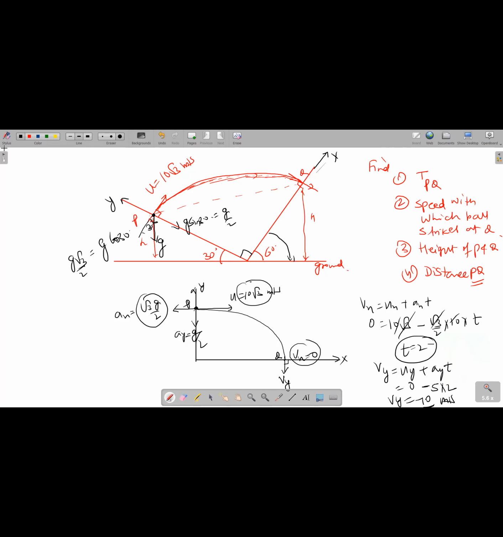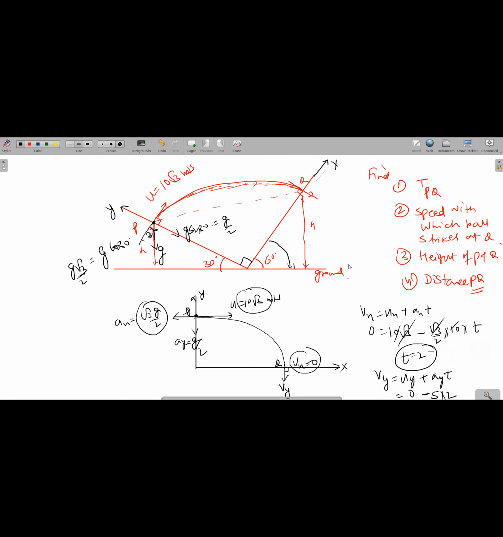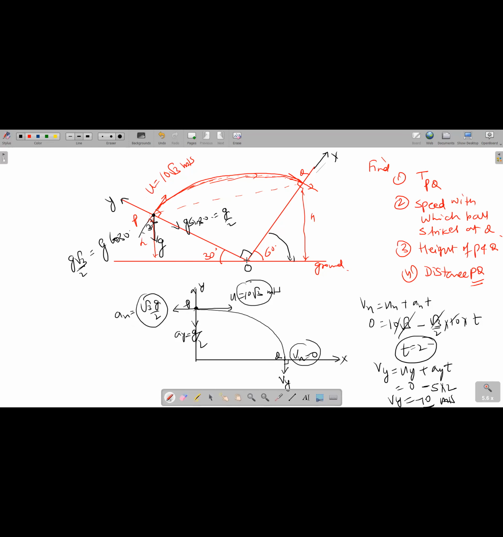Height of P and Q. So what is the answer for height of P? Madam, height of P is 10 meter. So for this question, oh, no. Wait. Not height of P. OP. OP means, if you consider this as origin, this OP is 10 meter. So OP is 10 and OQ is 10 root 3.